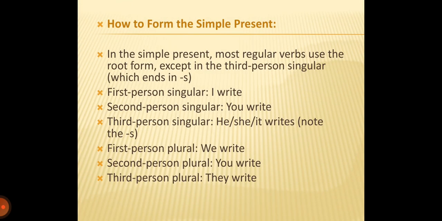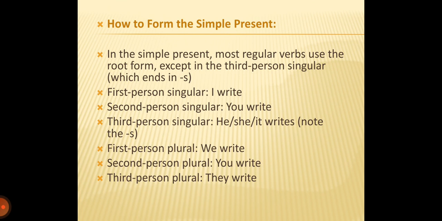How to form the simple present? In the simple present, most regular verbs use the root form, except in the third person singular, which ends in s. So we use the basic form of the verb without any additions, unless we have the third person singular, when we add the third singular s to the root of the verb.